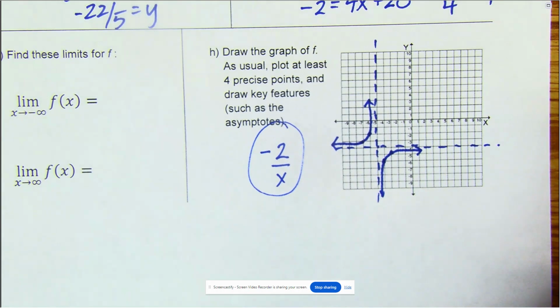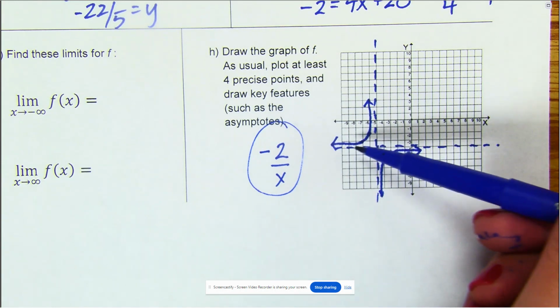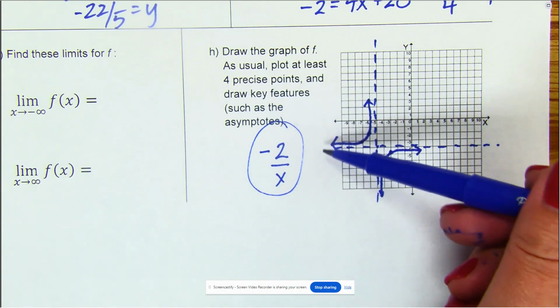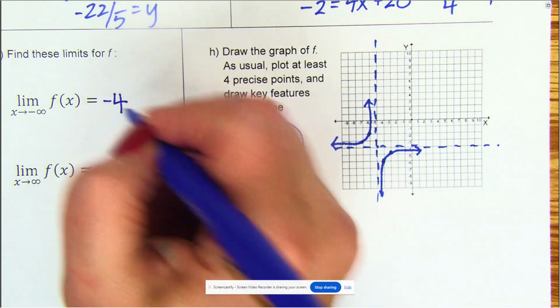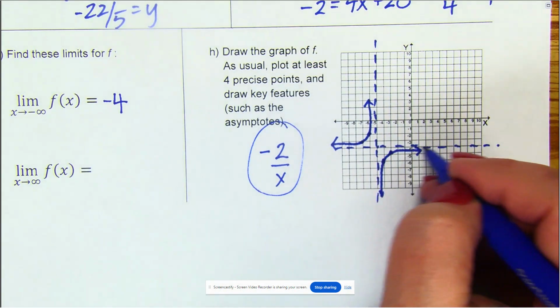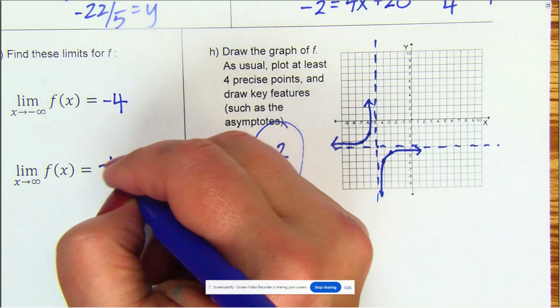As the limit of the function as x approaches negative infinity, so as I go further and further towards negative infinity, where is the graph? What is the graph approaching? Negative 4. As I go to the right, as I go towards positive infinity, where's the graph? Negative 4.